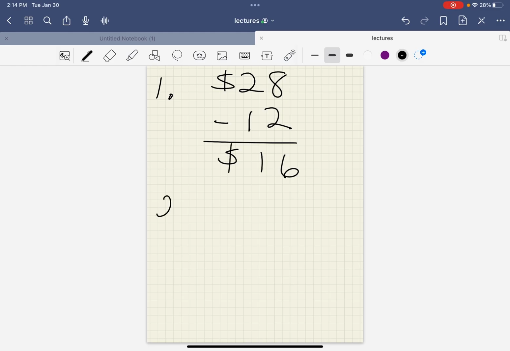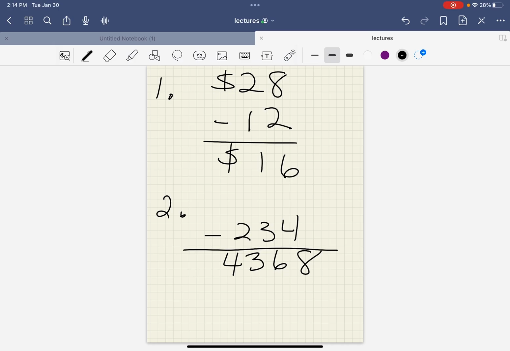The next one says, after losing 234 pounds, so we don't know how much he weighed to start with, but he's going to lose 234, so we're going to subtract that. So after losing that much, he weighs 4,368 pounds. I don't know what Jumbo is, but Jumbo is in big trouble.